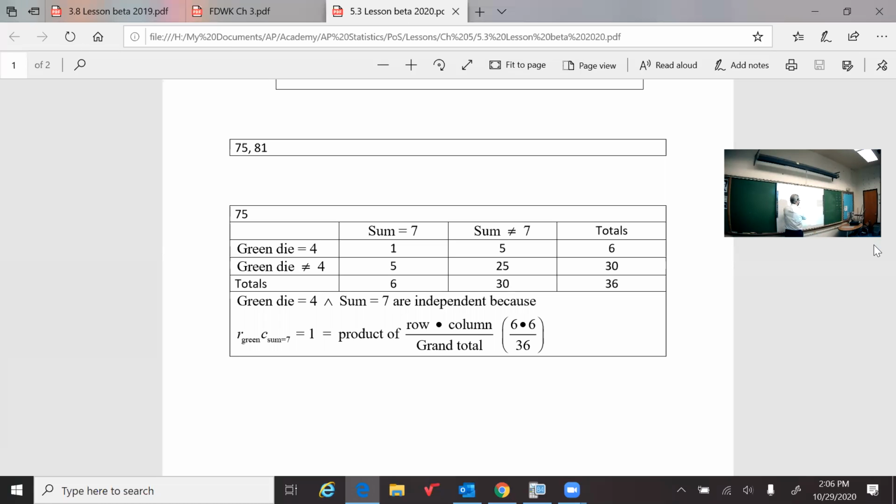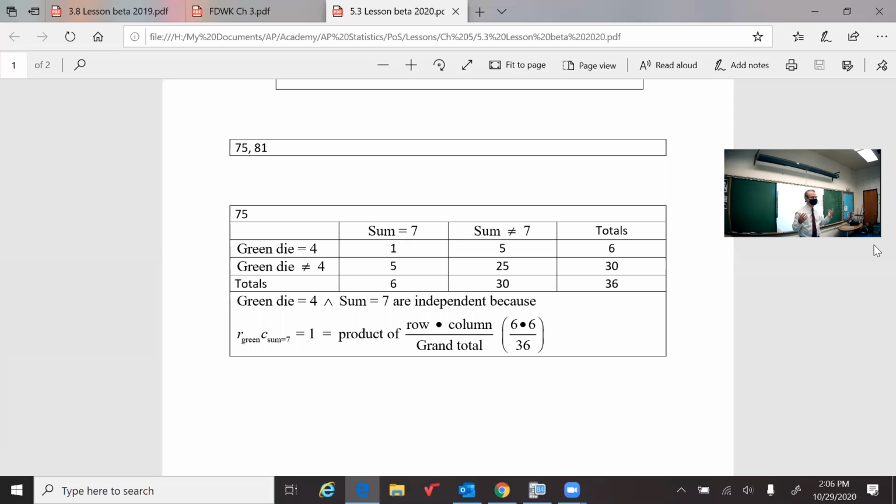So we go to the sum of the row. 6 times 6 is 36, divided by 36 is 1, which is confirming that they're independent events. And we drew that two-way table up there earlier in the week and left the one cell empty. You saw that events are independent if they're in proportion. 1 to 5, 5 to 25.